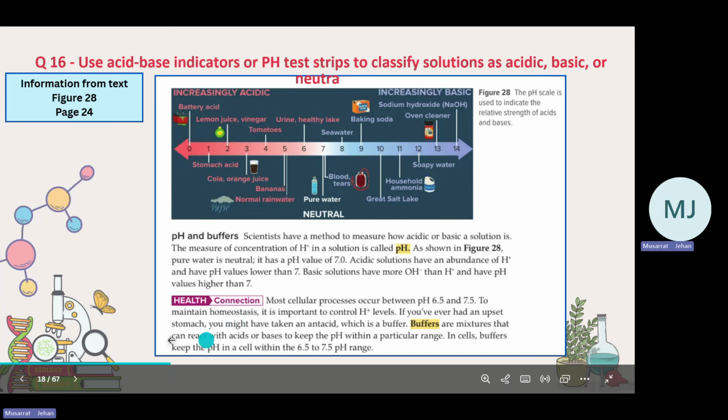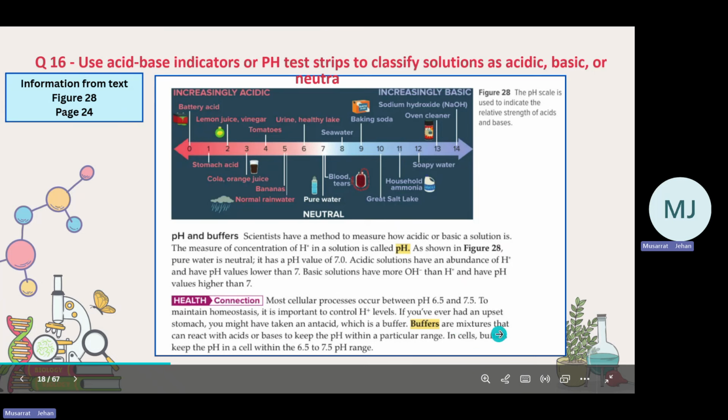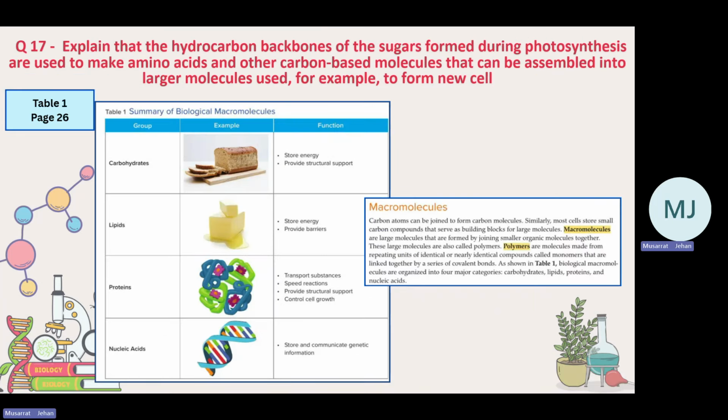If you've ever had an upset stomach, like too much acidity in the stomach, we take antacid. This antacid is a buffer. It will bring down the acidity to between 6.5 to 7.5. So buffers are mixtures that can react with acids or bases. They can react with both. And the main thing is they keep the pH within a particular range. In cells, it is within 6.5 to 7.5 pH range. So that's the end of this lesson.